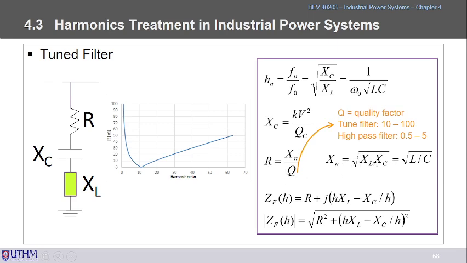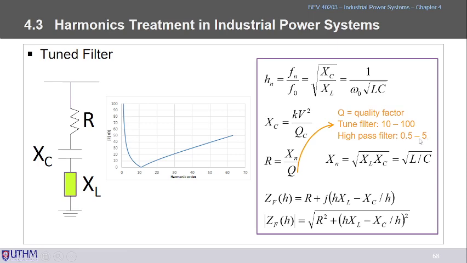So what is the Q? Q is actually the quality factor. The quality factor is the sharpness of our tuning. As you can see here, the tuned filter normally has a quality factor of around 10 to 100. But for the high pass filter it is much lower, only 0.5 to 5.